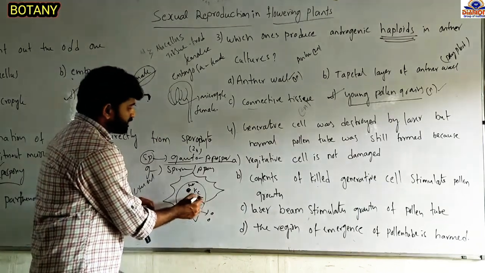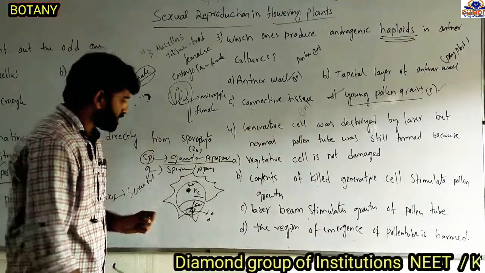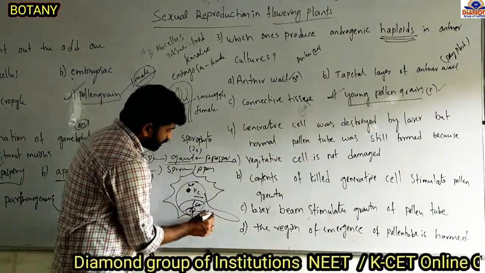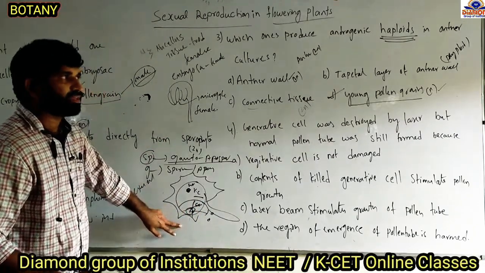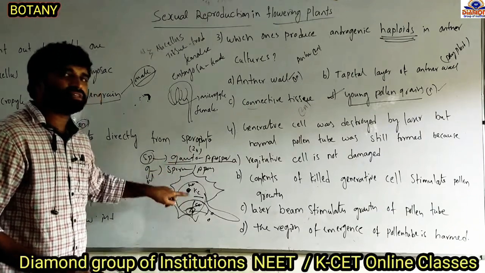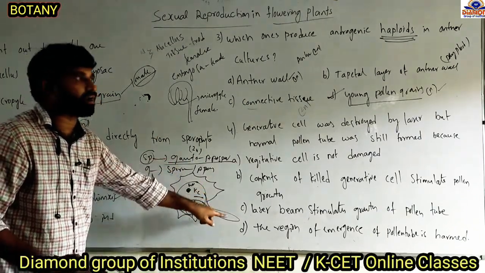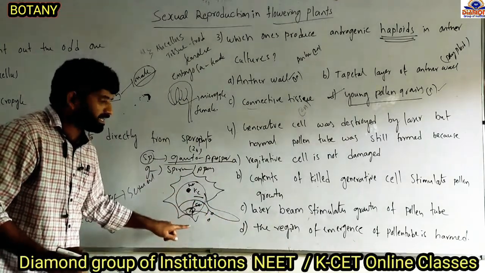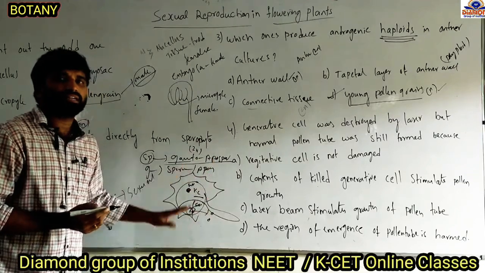Vegetative cells are large in size, which helps in the storage of food materials, and they are involved in the formation of the pollen tube. We are destroying the generative cell. Here we are not causing any harm to the vegetative cell, so the vegetative cell remains alive, and it gives rise to the pollen tube. But generative cells are involved in fertilization, that is syngamy and double fertilization.